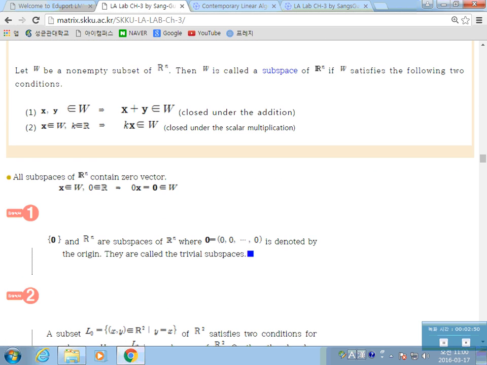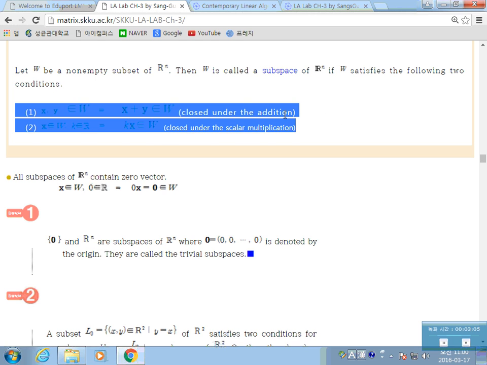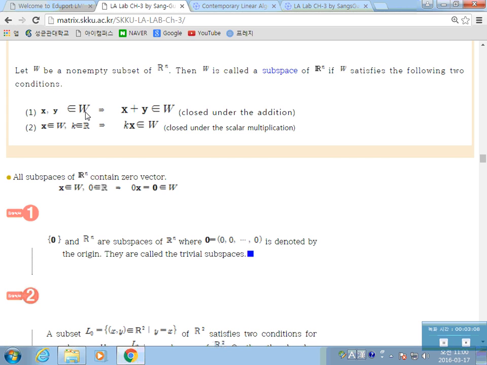Let W be a non-empty subset of Rn, and then W is called a subspace of Rn if W satisfies these two conditions. If we choose two arbitrary vectors from W, then the vector addition of those two stays in W. So we say W is closed under the vector addition.